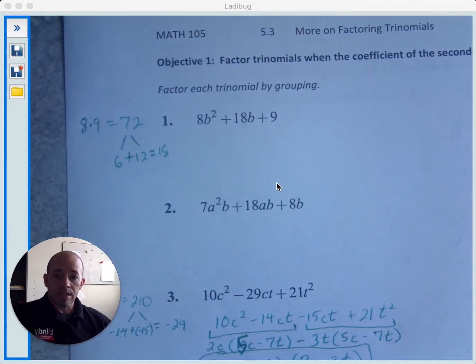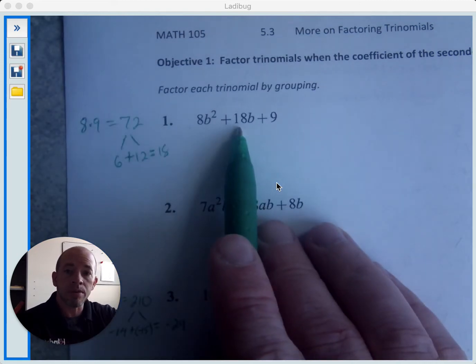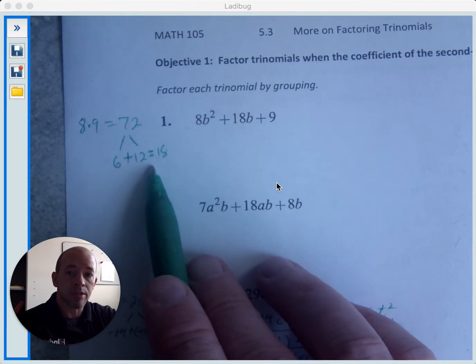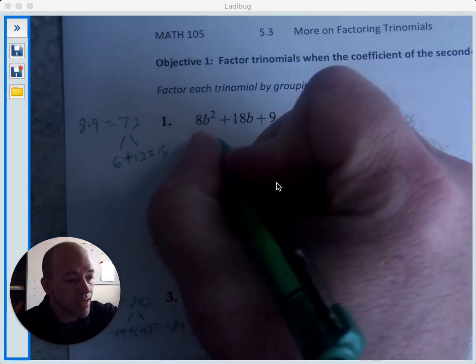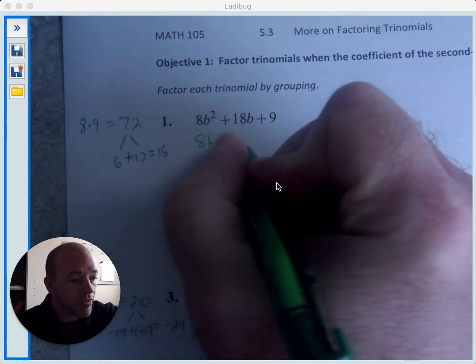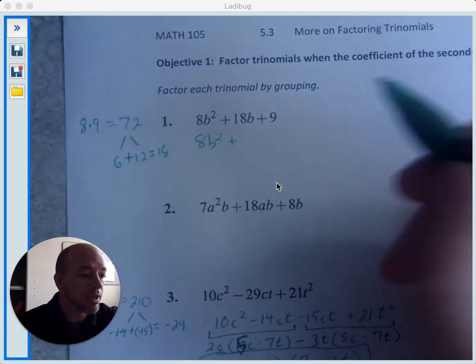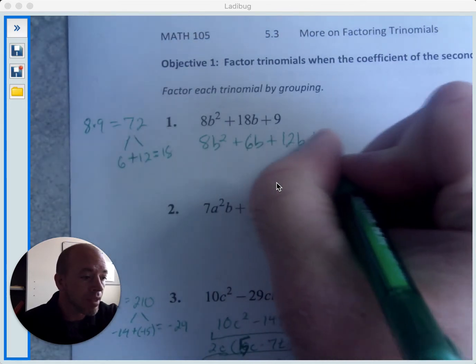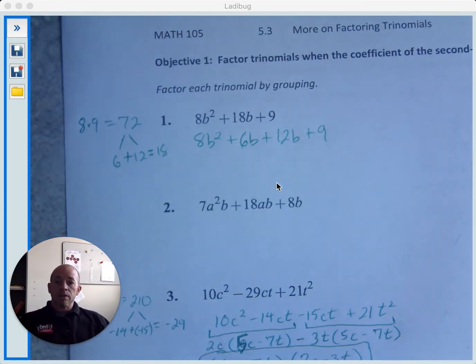Now what we do with the 6 and the 12 next is going to help us factor this thing. What we're going to do is take this middle term, which was 18b to begin with, and rewrite it as 2 terms. We're going to write it as 6b plus 12b. So I use these 2 numbers to rewrite this expression with 4 terms. The 18b gets replaced with 6b plus 12b. And we leave the 9 alone. So now if you look at this expression, it has 4 terms.